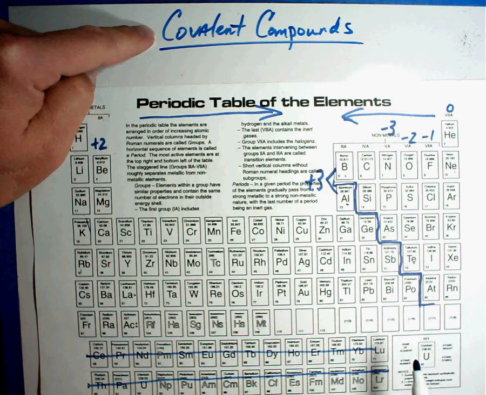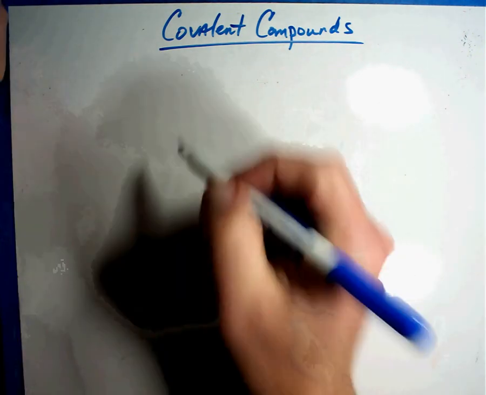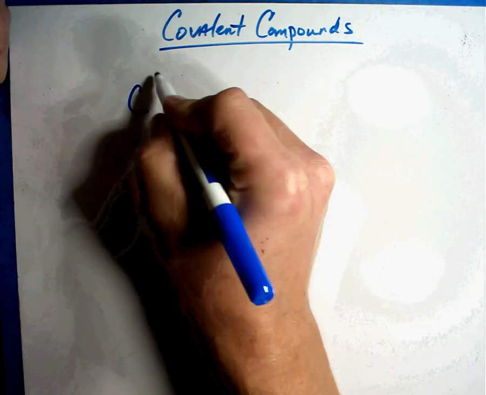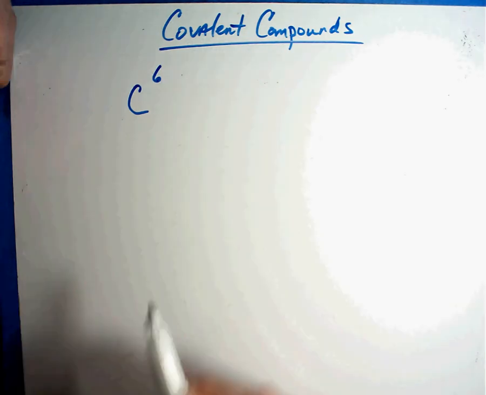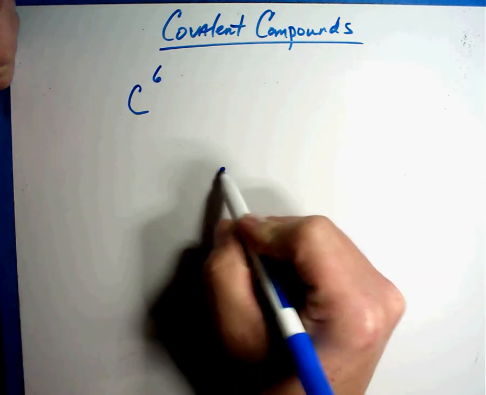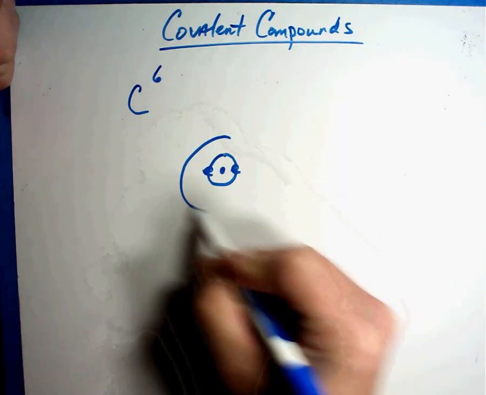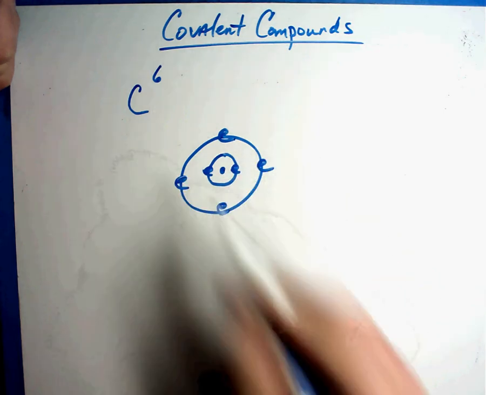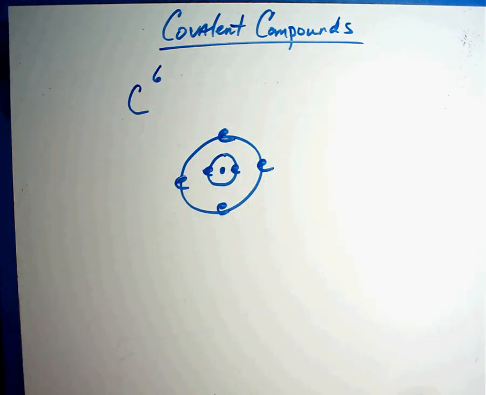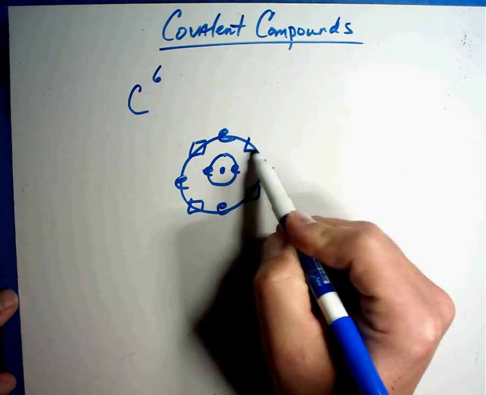And with covalent compounds, they do something different. Let's see if we can figure out what happens. Let's take carbon, for example. Carbon is element number 6. So if we drew a carbon atom, you would have 2 in the first and 4 in the outside. Now the problem with this one is that it has 4 electrons and 4 empty spaces, and this is what we did in the past.